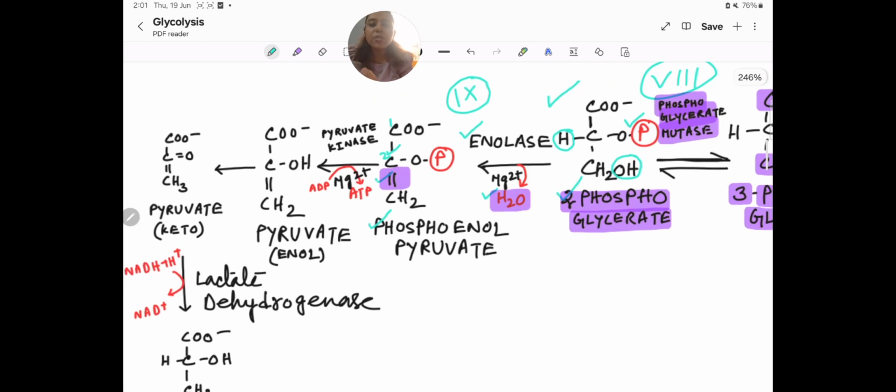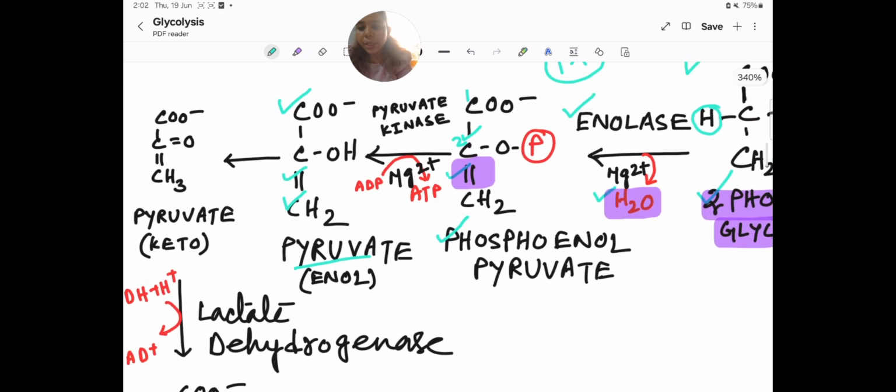See, we have almost reached the 10th step. From phosphoenol pyruvate we will lead to pyruvate. So what we have to do is remove this phosphate group. In the next step that phosphate group will be removed. So it will be COO minus, COH and C double bond CH2. That is the pyruvate, but pyruvate in its enol form, as this double bond is still present here. If you want to make it in keto form, that is also possible. So here is the keto form: COO minus, C double bond O, that is a ketone group, and CH3. So that will be the pyruvate keto form.